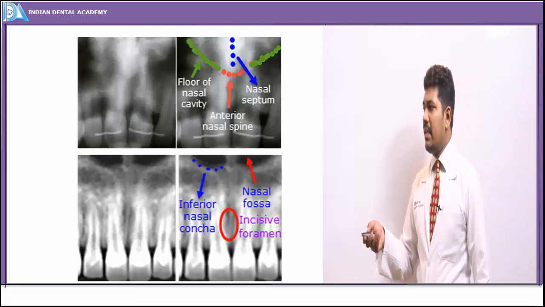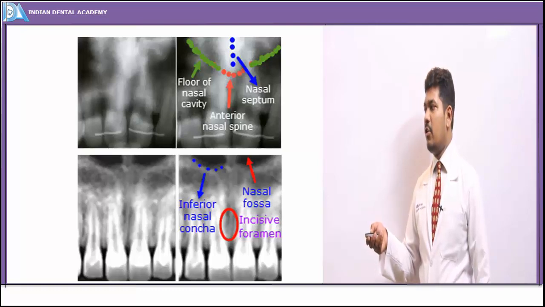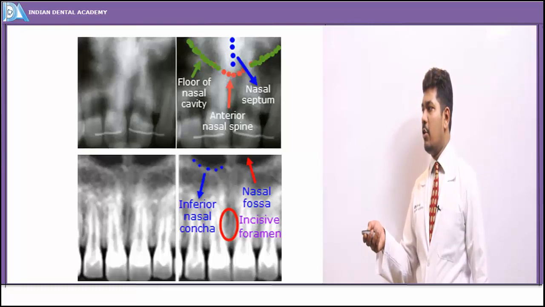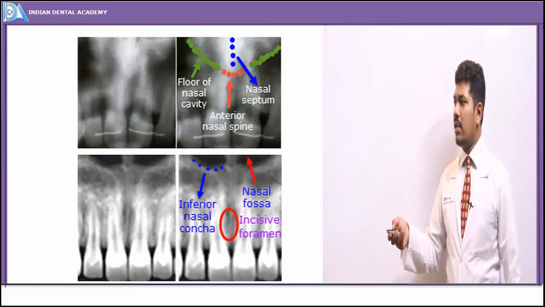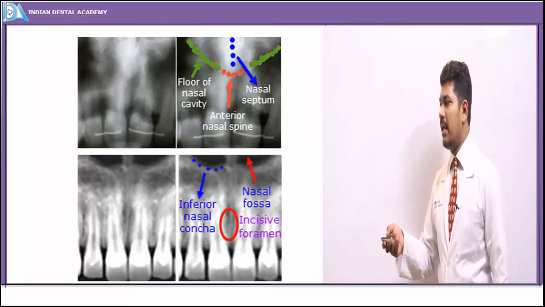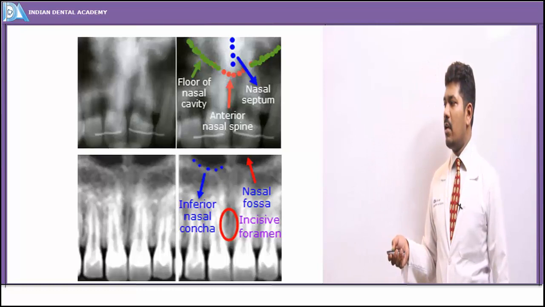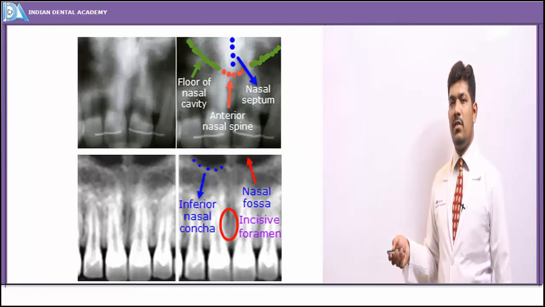We have the anterior nasal spine, the tip of the radio-opaque structure. Again, this is the midline radio-opaque. We have the floor of the nasal cavity, we can see over here, and the nasal septum, which I told is a radio-opaque structure seen in the midline. The radiolucent structures, we can see the inferior nasal conchae, the nasal septum or the nasal fossae.